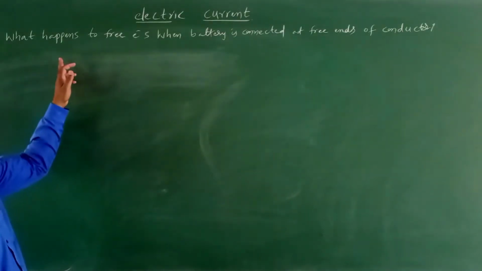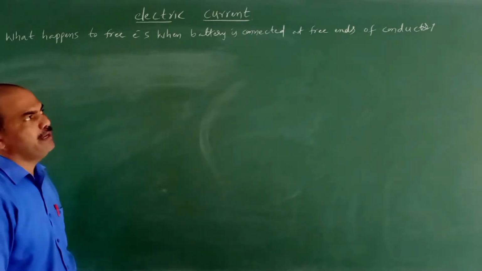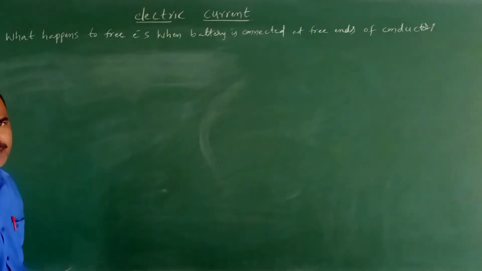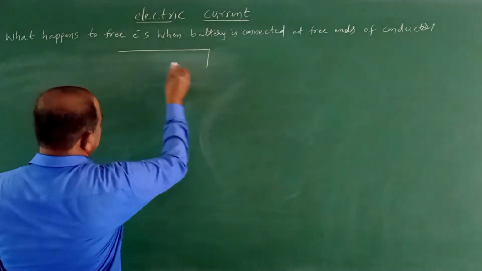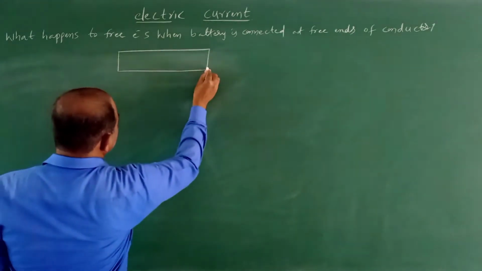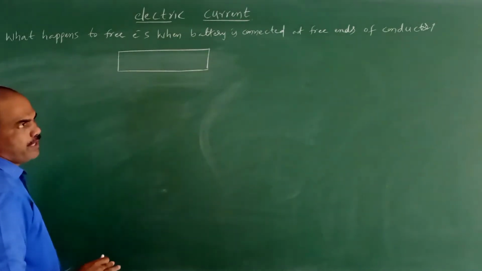Next, what happens to the free electrons when the battery is connected at the free ends of the conductor. Let us imagine this is a free conductor. The ends of the conductor are free, so that is why it is called a free conductor.